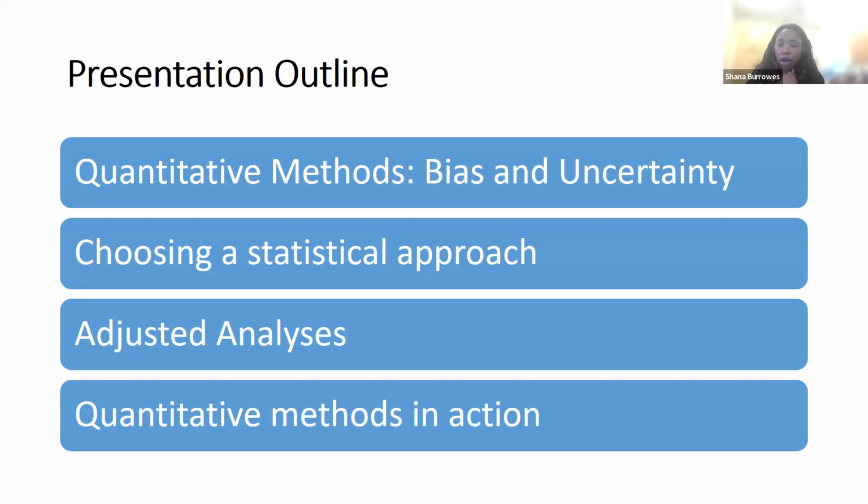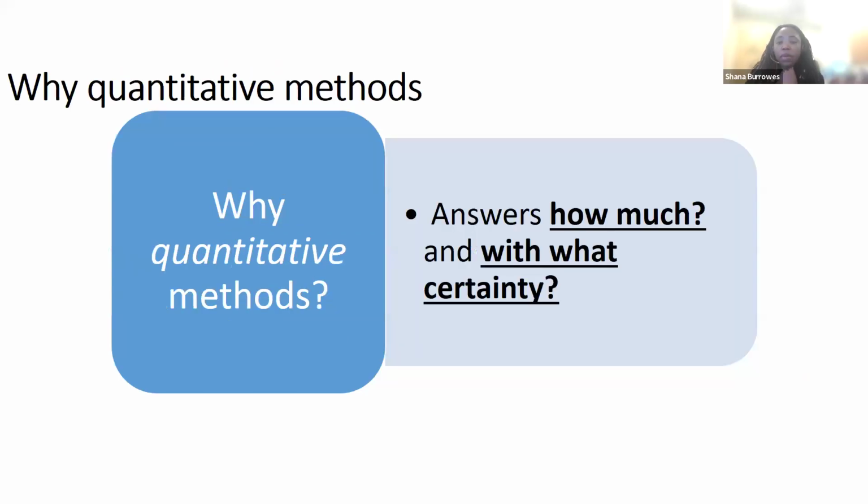So the first thing we're going to do is kind of talk about what are quantitative methods, when you use them, and how we use them to address bias and uncertainty. So why quantitative methods? When you use these methods, you're answering the question from your data, how much? So what has been the impact of your intervention on the outcome of interest? And with what certainty?